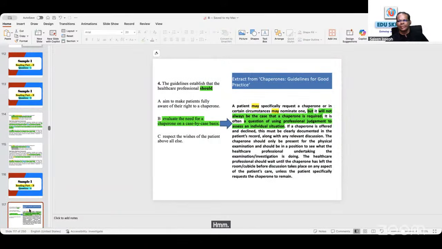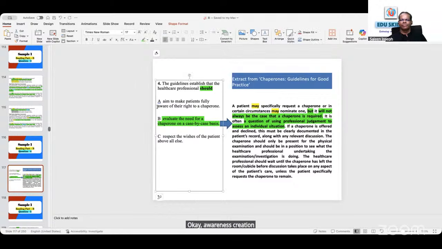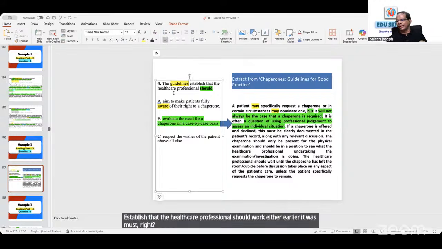Question 4. What does it speak about? Should, another modal verb. Do you have another format of it? The guidelines establish that the healthcare professional should, option A, aim to make patients fully aware of their right to a chaperone. Okay, awareness creation. We can even highlight more keywords. Here, the guidelines establish that the healthcare professional should. Earlier it was must, right? Here it is should.